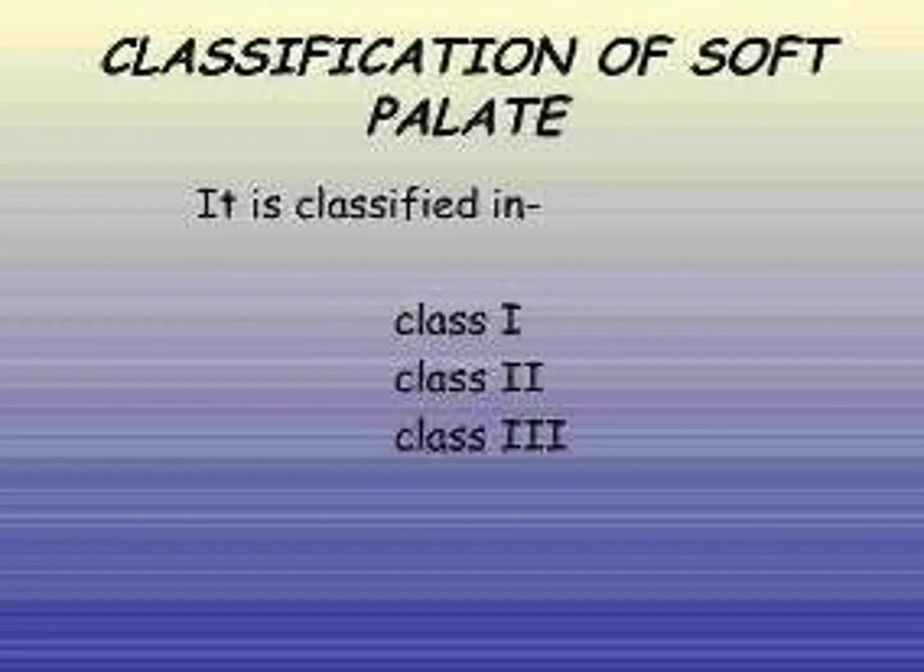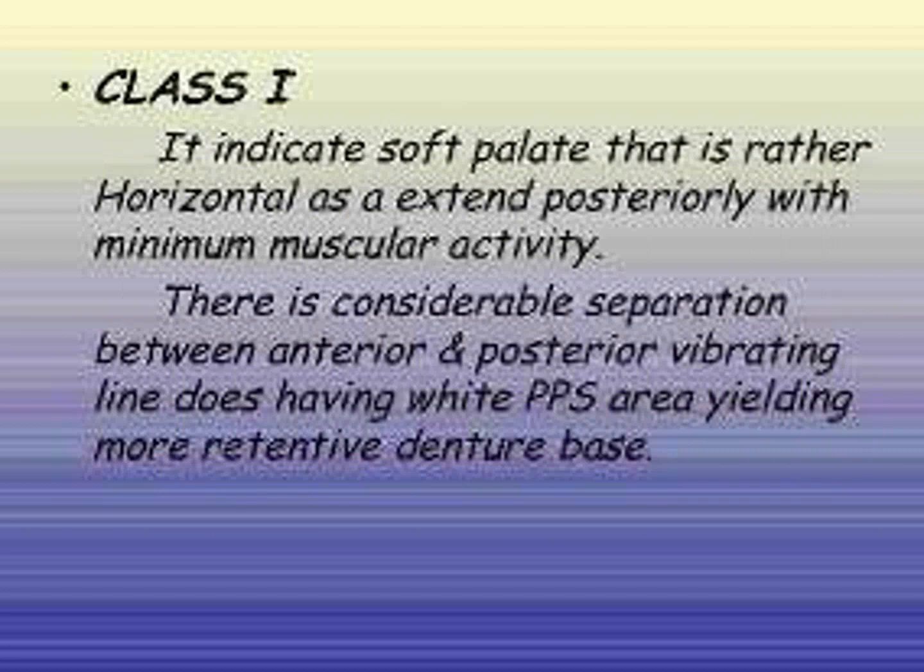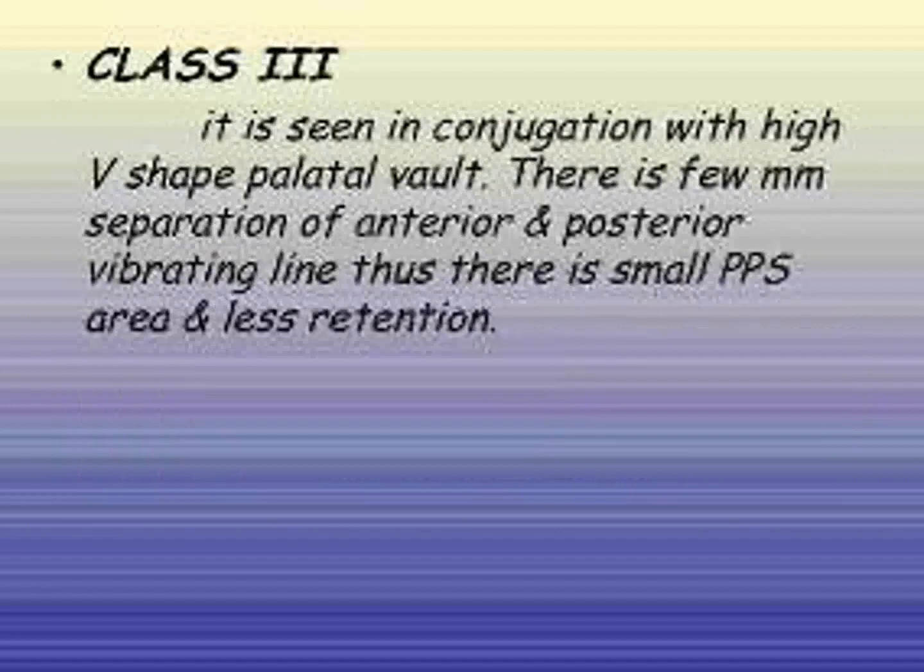Classification of soft palate. Soft palate is classified into three classes as 1, 2 and 3. Class 1 indicates soft palate in which there is more amount of posterior palatal seal area. The relationship between the hard and the soft palate is more horizontal and there is minimum muscular activity. There is considerable separation between the anterior and posterior vibrating line, thereby increasing the space of the PPS area.